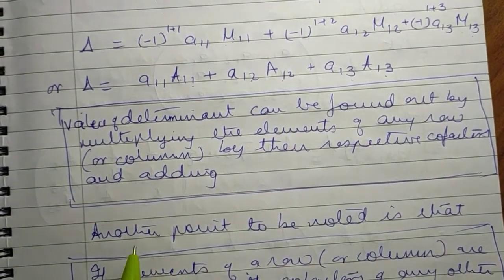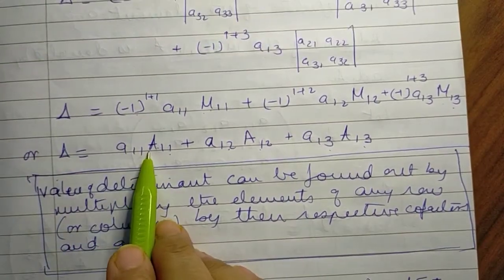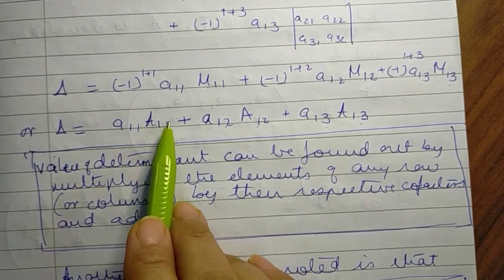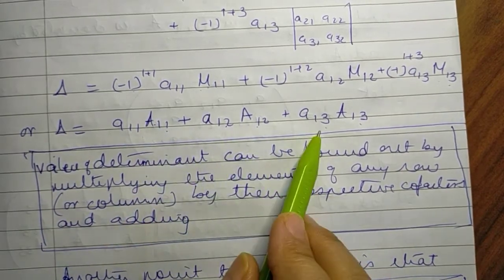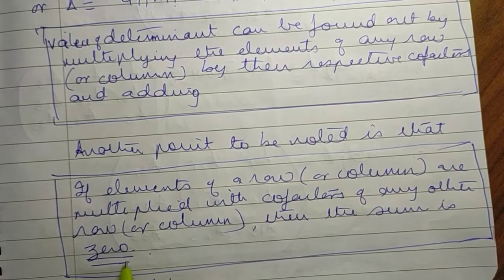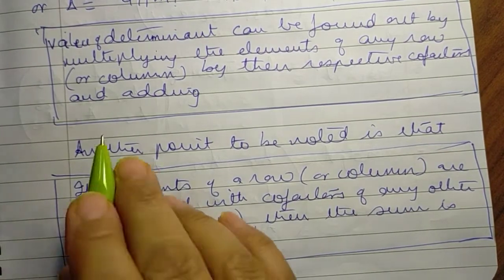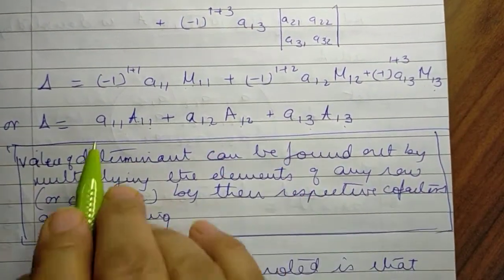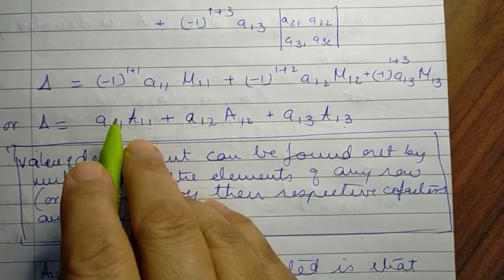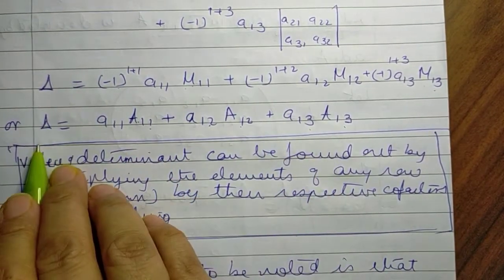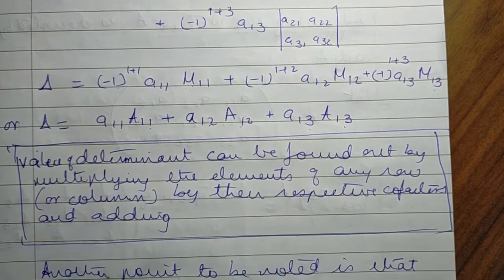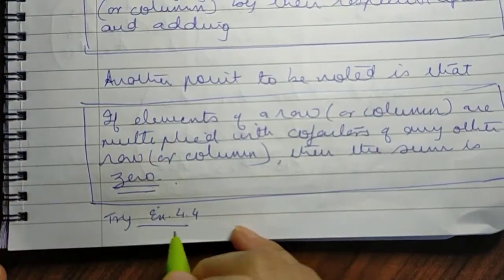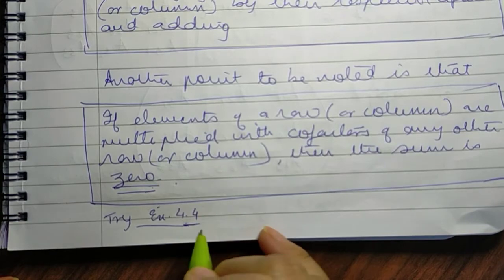Note a very, very important result: if you multiply the elements of a row or a column by the cofactors of some other row or some other column, the value will always come out to be 0. So what do we conclude? If you multiply the elements of any row or column with its own cofactors and then add, we get the value of the determinant, and any other combination will give you 0. With this you can try out all questions of exercise 4.4, which can be easily done. Thank you.